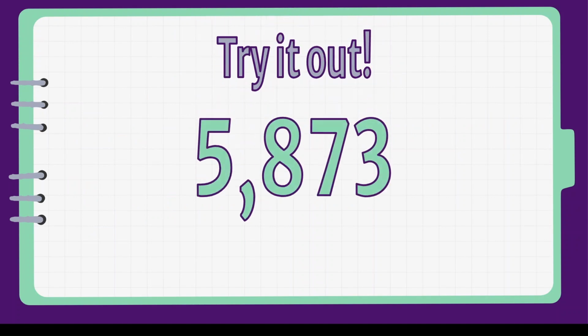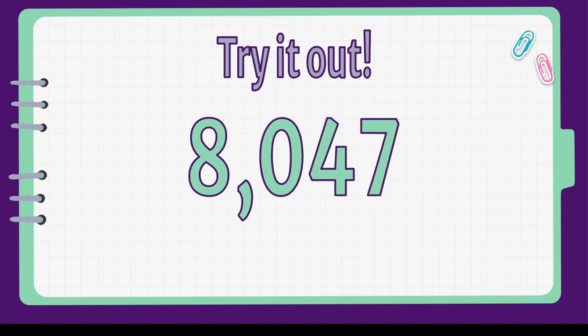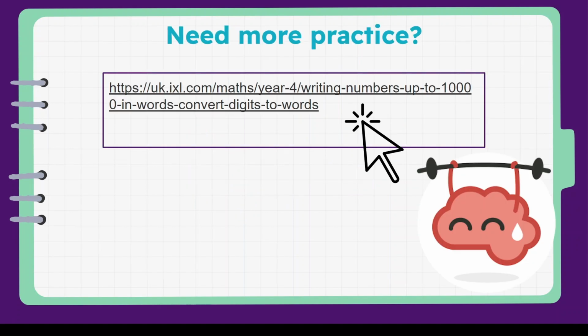Now it's your turn. Here's the first example. And here is the other example. Try it out. If you need more practice writing your numbers in words, click on this link.